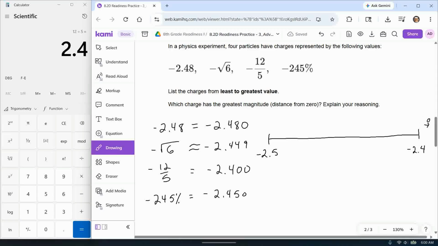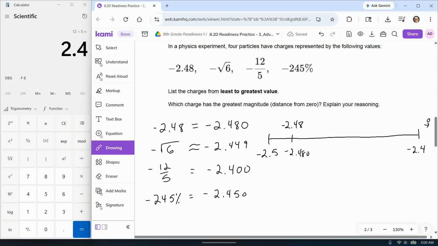So it's going to be 2.48. Looks like that's going to be it. So negative 2.48 is going to be my least number because it's my largest negative. Now I've got two that are really close. Look at that. Negative 2.450, negative 2.449, but the 0.450 is going to be bigger than the 0.449.